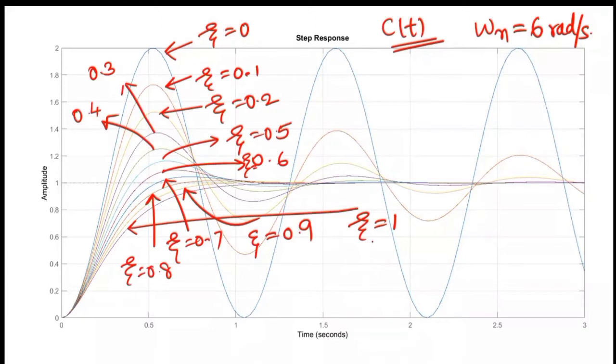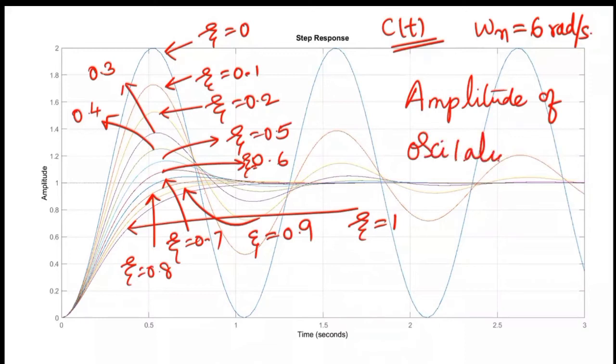If you observe, as the value of beta is increasing, the amplitude of the oscillations is decreasing. Conversely, as beta decreases, the amplitude of oscillations gets increased. So here, if beta is equal to 1, that response is called critically damped response.